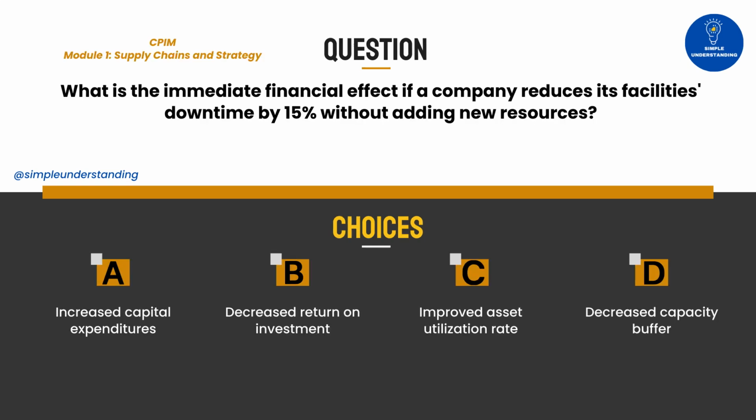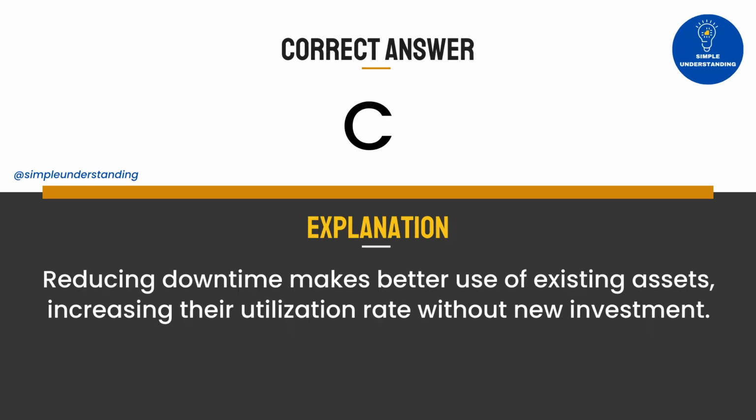Question 20. What is the immediate financial effect if a company reduces its facilities' downtime by 15% without adding new resources? A. Increased capital expenditures. B. Decreased return on investment. C. Improved asset utilization rate. D. Decreased capacity buffer. Correct answer, C. Explanation. Reducing downtime makes better use of existing assets, increasing their utilization rate without new investment.